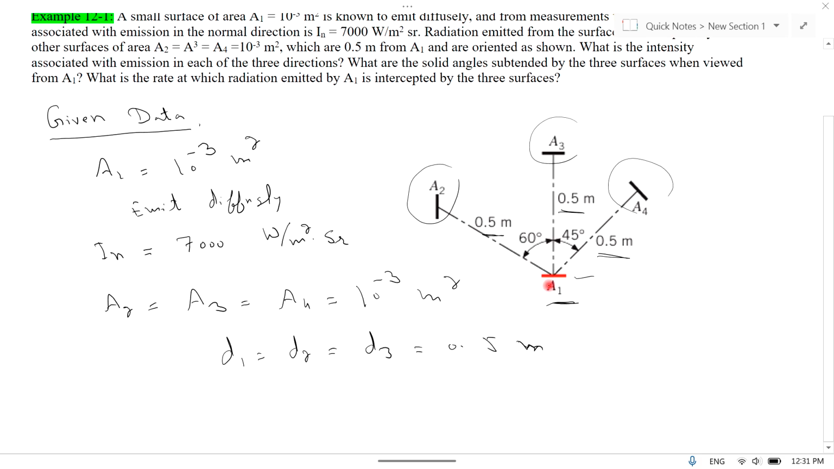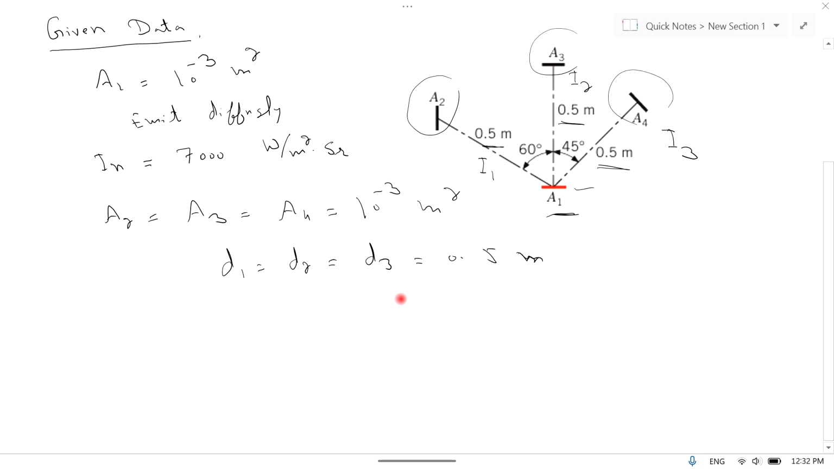Let the intensity of radiation emitted from A1 to A2 be I1. Similarly, the intensity of radiation emitted from A1 to A3 is I2, and the intensity of radiation emitted from A1 to A4 is I3. So what is required, number one, is to find I1, I2, and I3.